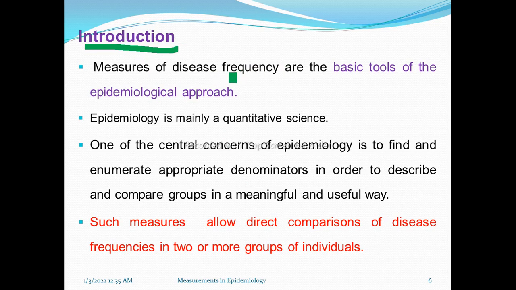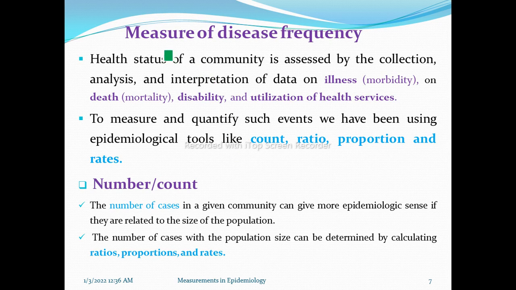Measures of disease frequency are the basic tools of the epidemiological approach. Epidemiology is mainly a quantitative science. One of the central concerns of epidemiology is to find and enumerate appropriate denominators in order to describe and compare groups in a meaningful and useful way. Such measures allow direct comparison of disease frequencies in two or more groups of individuals. So, measures of disease frequency. The health status of the community is assessed by the collection, analysis, and interpretation of data on illness or morbidity, on death or mortality and disability, and utilization of health services.